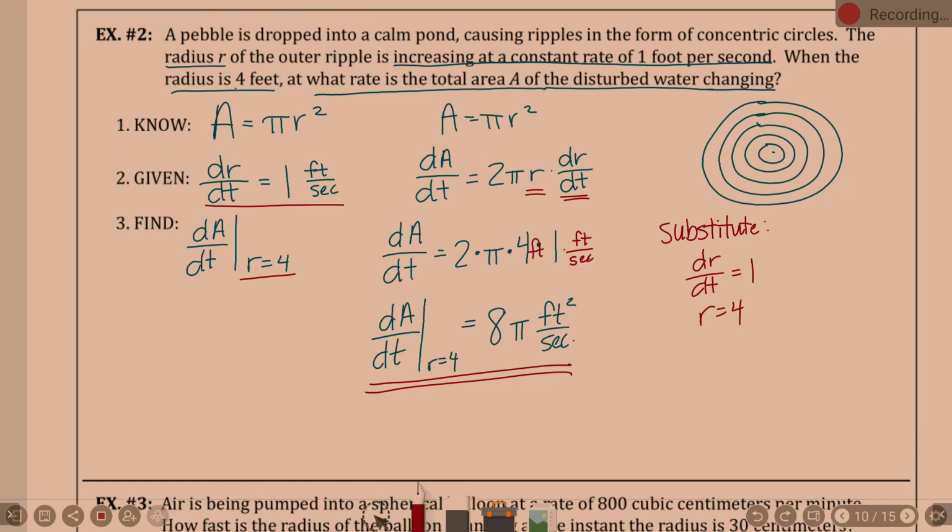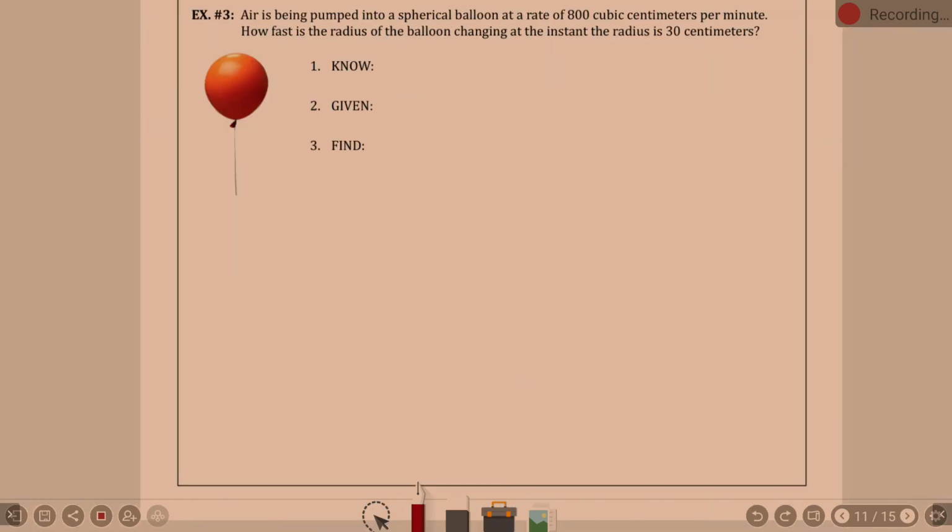Okay, ready to talk about a balloon? I don't know if I exactly followed them in the exact order, but basically I did her guidelines for solving related rates problems. I did basically all 5 of those, pretty much in the right order, too. Air is being pumped into a spherical balloon at a rate of 800 cubic centimeters per minute. How fast is the radius of the balloon changing at the instant the radius is 30 centimeters?